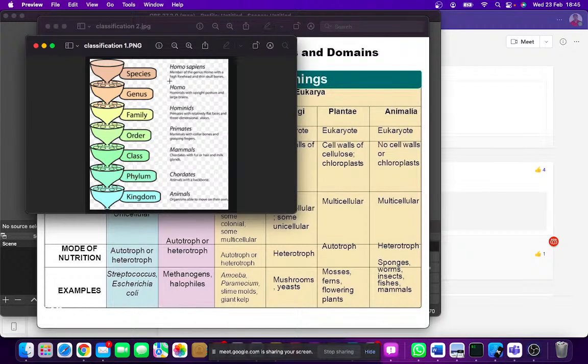Then under species, we are known as sapiens, and sapiens are simply members of the genus Homo with high forehead and thin skull bones. So we have high forehead and we have thin skull bones, and that is why we are called sapiens.